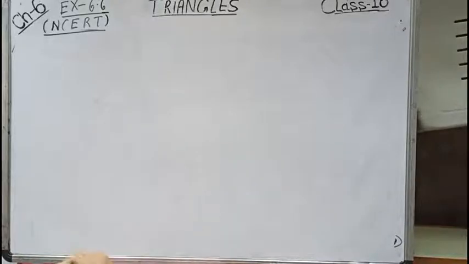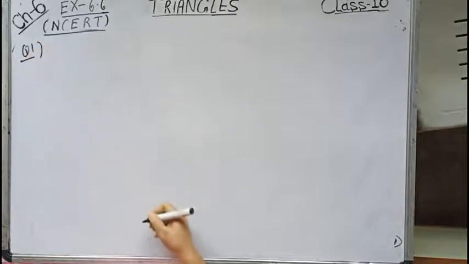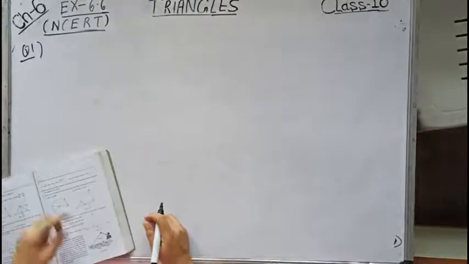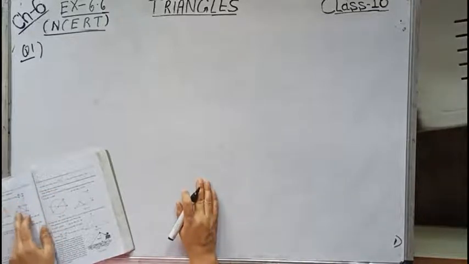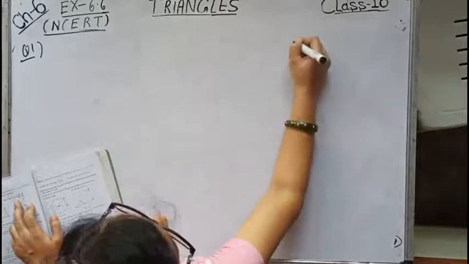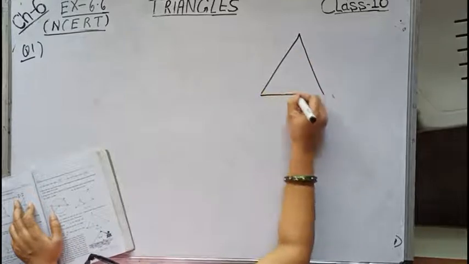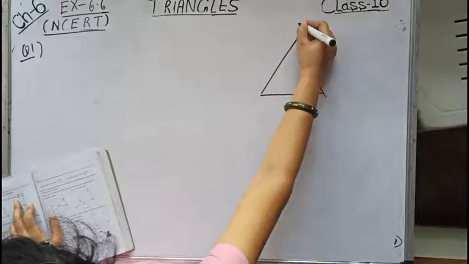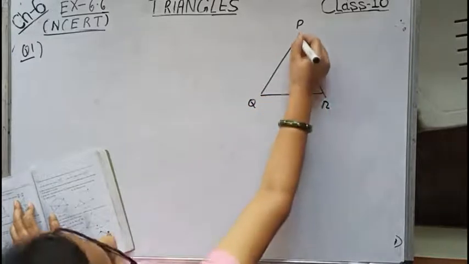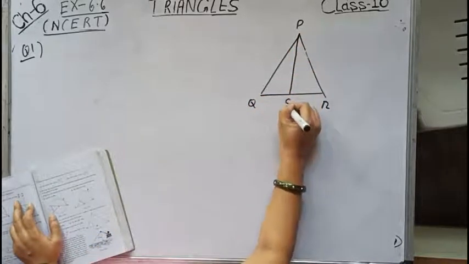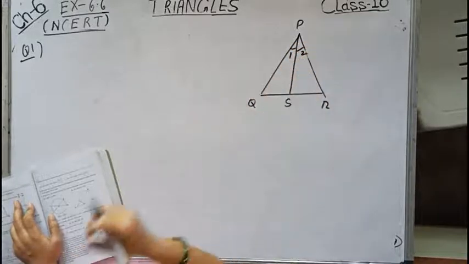Exercise 6.6, question number 1. Now question number 1 is saying that PS is the bisector of angle QPR of triangle PQR. It is given triangle PQR and this one is the bisector of angle P. So angle 1 equals angle 2.